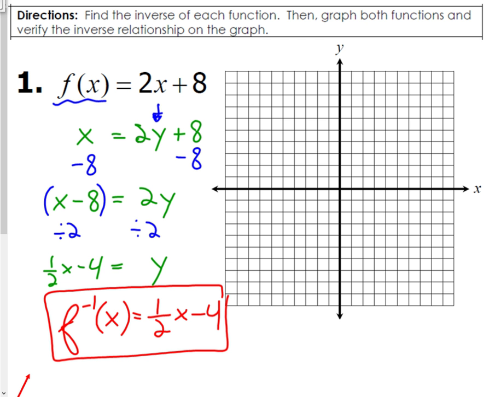But instead of composing these two functions to see if we did this correctly, we could just graph them. So let's take a look at the first one here. Our original function there, boxed in blue. Well, it's linear, it's a straight line. It has a y-intercept at 8, and the slope is 2. So we'd go up 2 and to the right 1 to get a point. We could also go down 2 and to the left 1 and get a point.